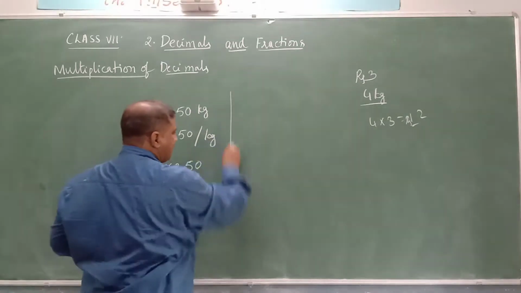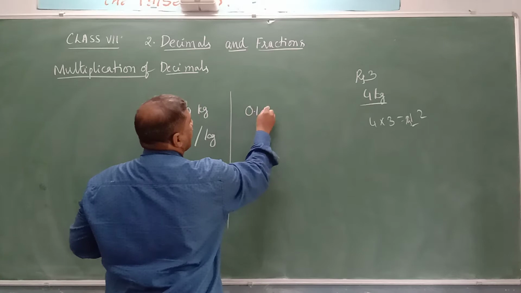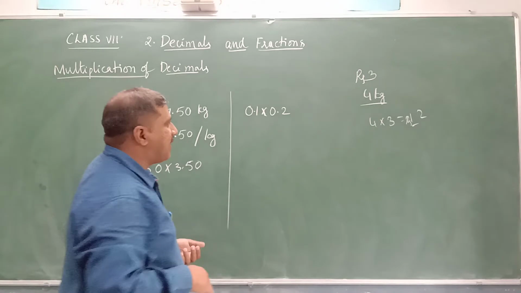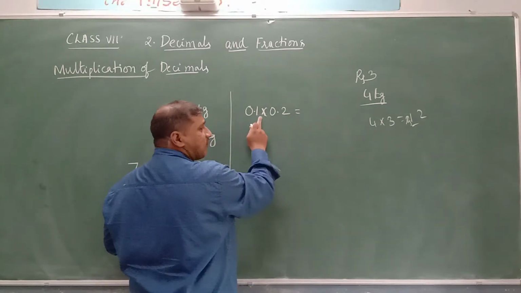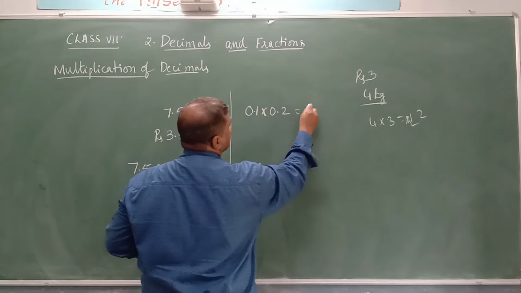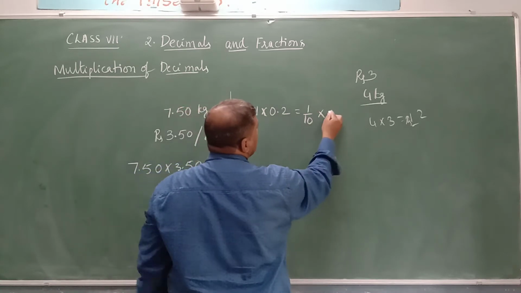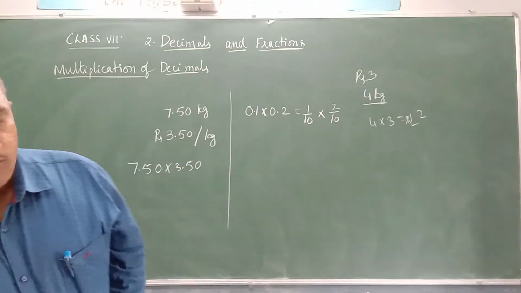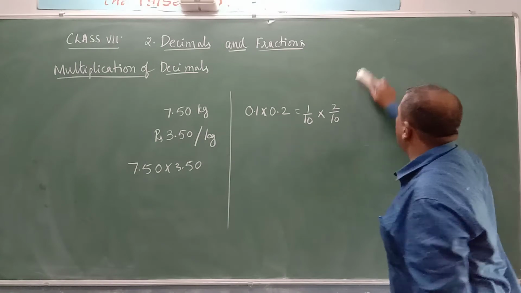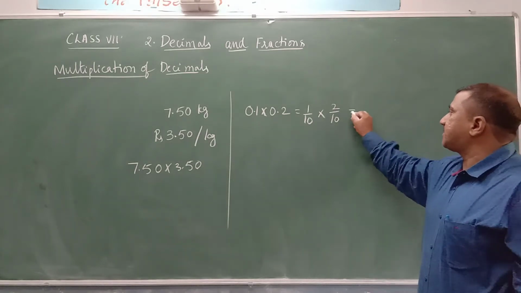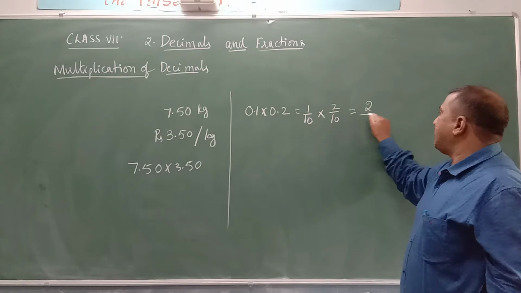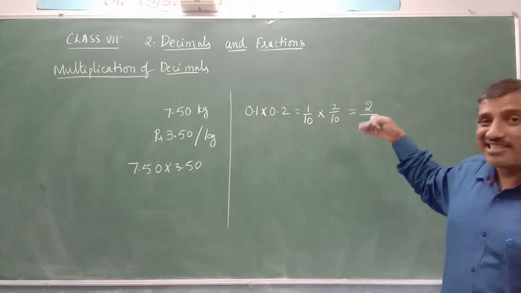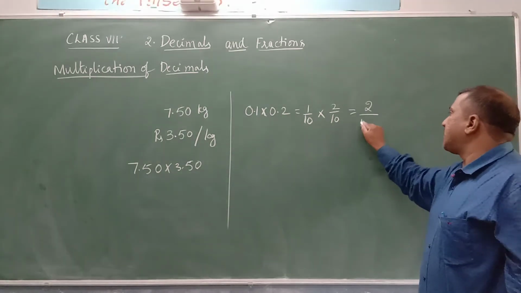For example, 0.1 is multiplied with 0.2. Both are decimal numbers. How do we multiply? Yes, write 0.1 in the fractional form, as 1 by 10, into 0.2, what do we write? 2 by 10. Now we know the concept of multiplying two fractions. How do we multiply them? Multiply the numerators, that is 1 into 2, divided by the product of the denominators. 10 into 10 is 100.